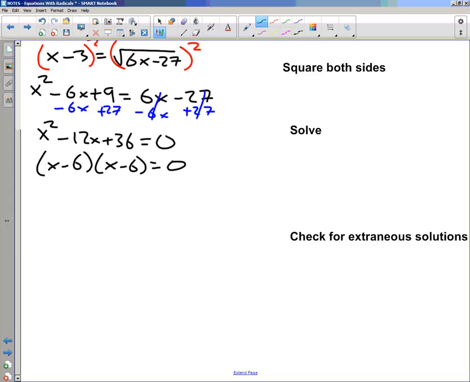Okay, now we're going to set each of our factors equal to 0. It's kind of strange that both of these problems ended up having two identical factors. That's not always going to happen. So we're going to get two of the same answers. We're going to get x equals 6.